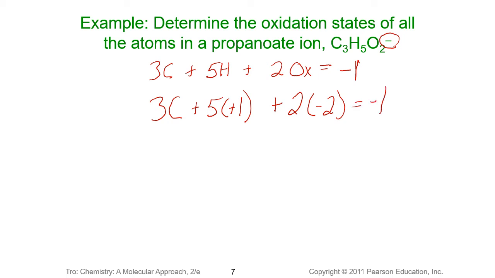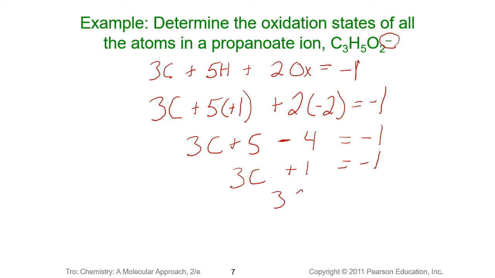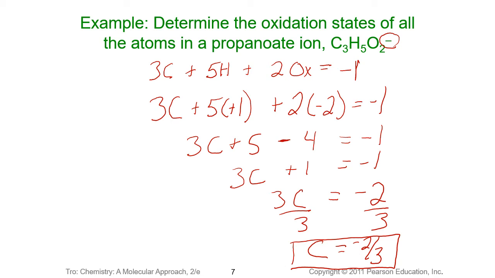So we're going to rearrange this so that we can get our carbon all by itself. So 5 from the hydrogen and a -4 from our oxygen. If we add those together, we get 3C plus 1 equals minus 1. We're going to move the 1 over to the other side to get our carbon by itself. So 3C equals negative 2. There's 3 of them, so each carbon has a negative 2/3 oxidation state. And this is why they are not charges, because there's no way we can have 2/3 of an electron to form a charge, but for our oxidation states we can.